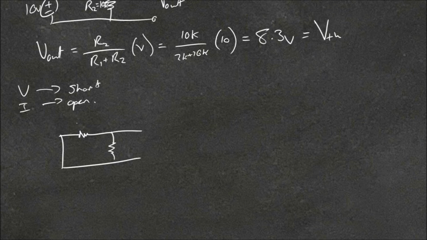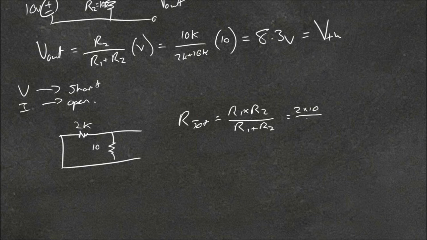and that's it. This is 2k, it's 10k, so R total is equal to R1 times by R2 over R1 plus R2, which is 2 times by 10 over 2 plus 10, and that'll give you a value of approximately 1.67 kilo ohms. So this value is our R Thevenin.